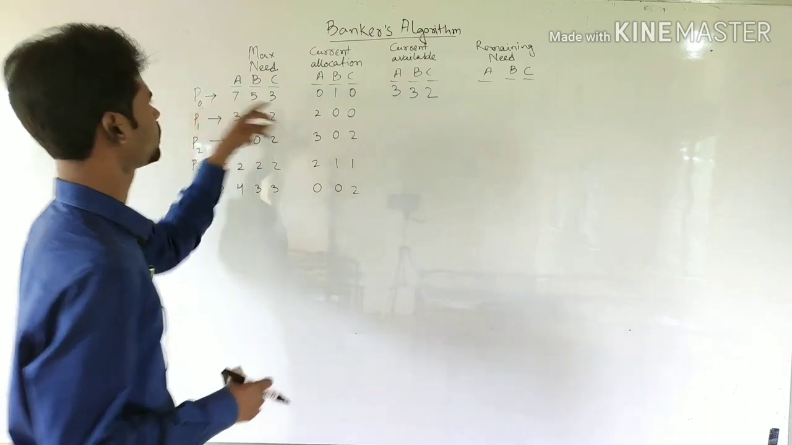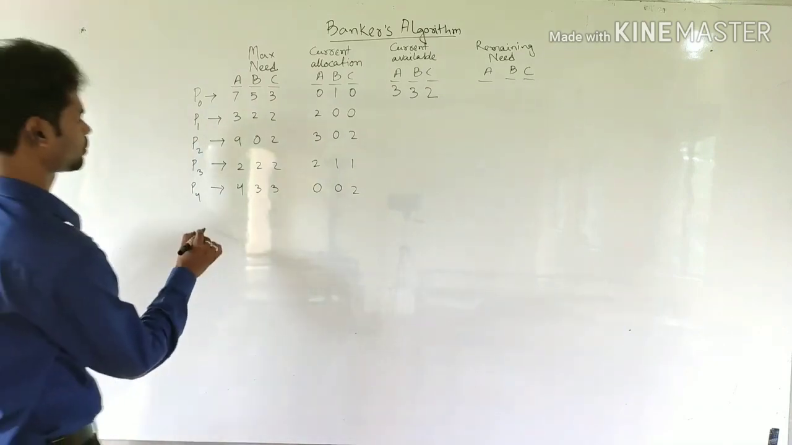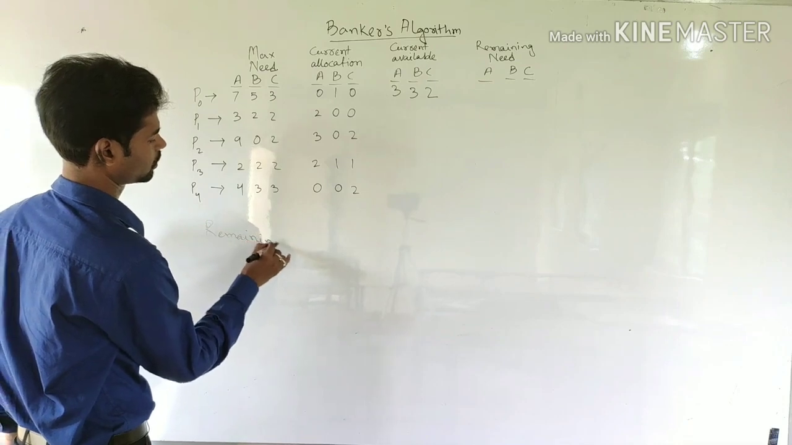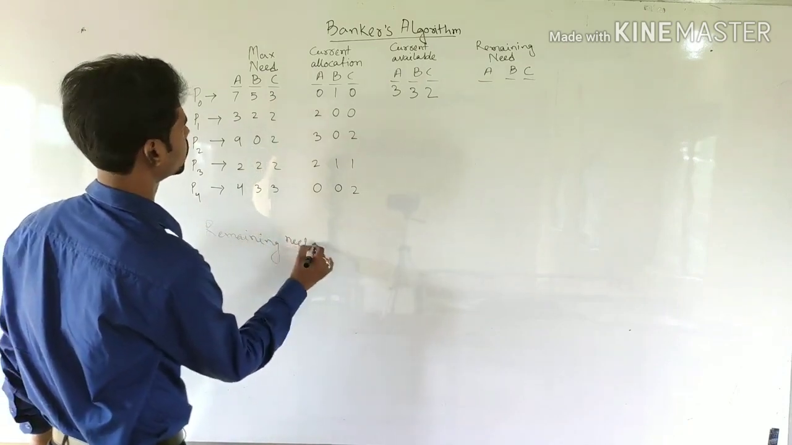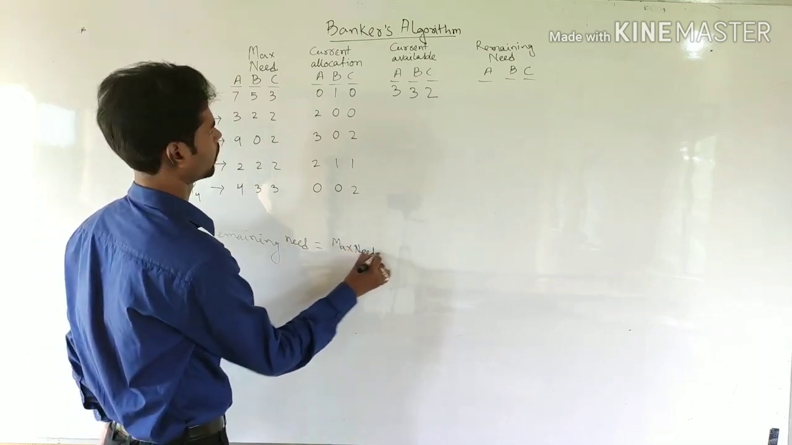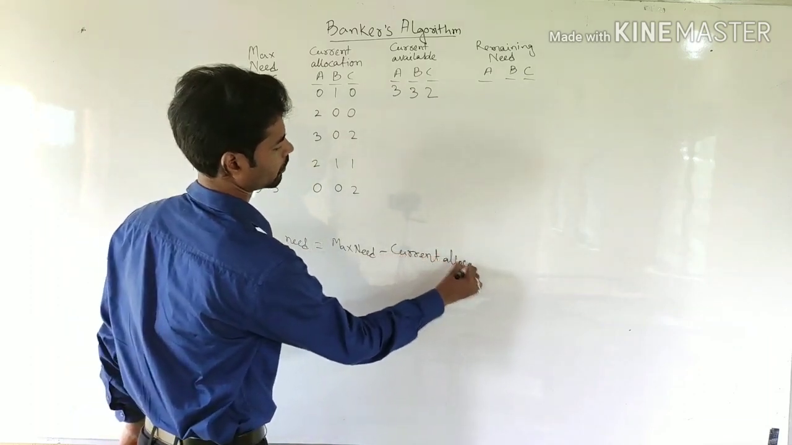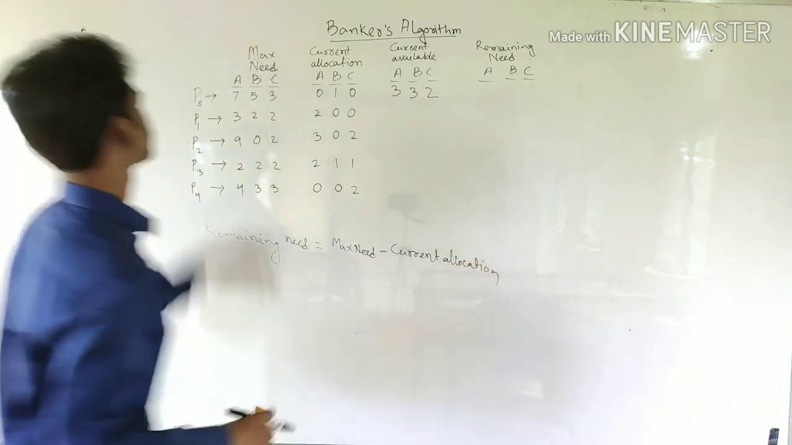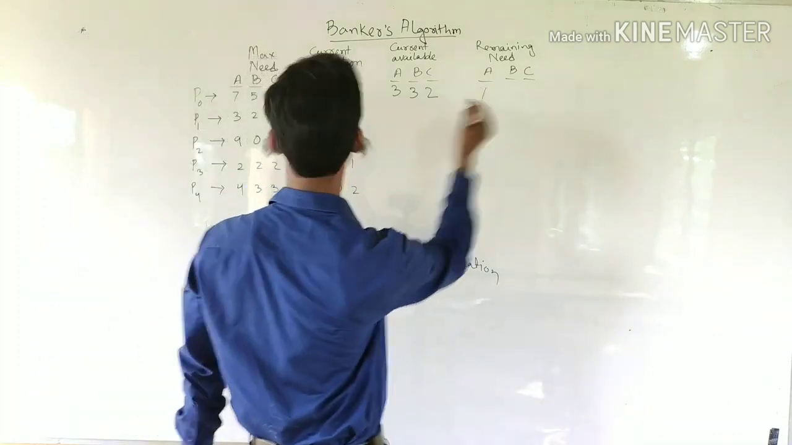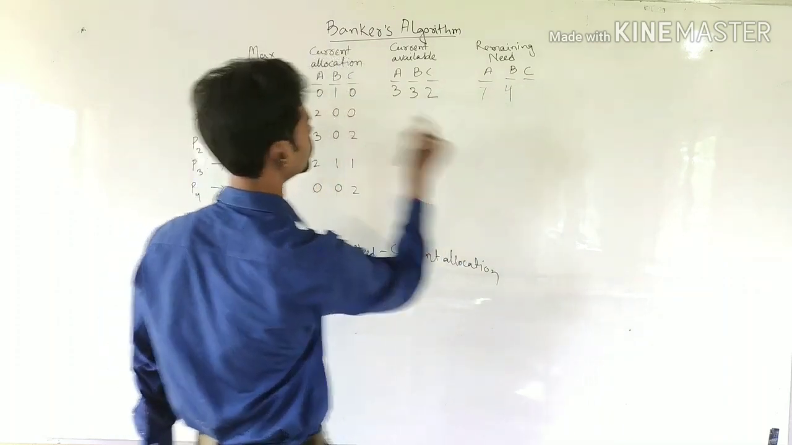So, for process P0, this is the maximum need and this is the current allocation. So, remaining need equals maximum need minus current allocation. So, 7 5 3: 7 minus 0 is 7, 5 minus 1 is 4, 3 minus 0 is 3.